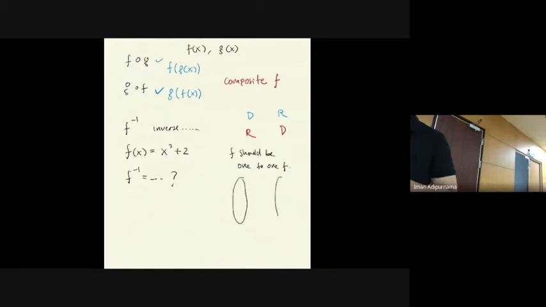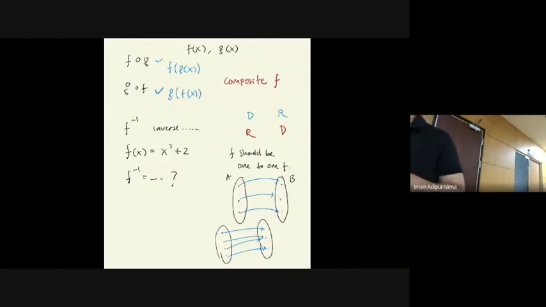So here, if f of a is b, this is a one-to-one function. If you have, for example, one where two x values go to one f of x, that's not one-to-one. So an inverse can be found only if it is a one-to-one function.